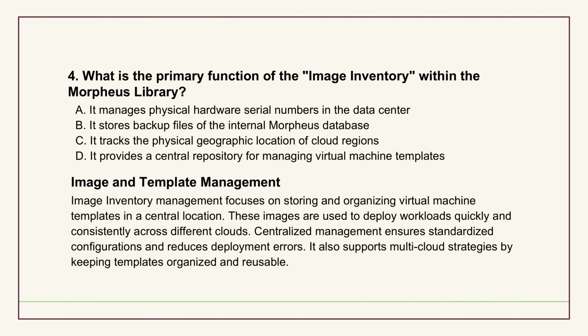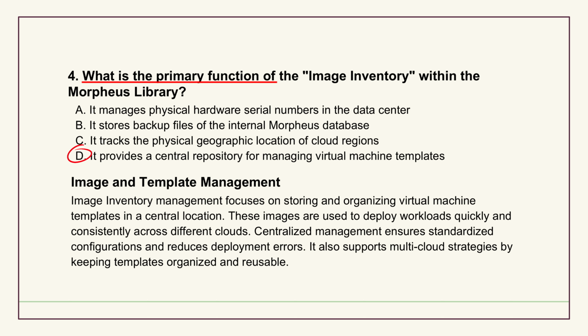Moving on to question 4, this one honestly tripped me up when I first looked at the outline. It asks about the image inventory. What is its primary function? The answer is D, a central repository for managing virtual machine templates. The confusing part for me was the word inventory. In IT, when I hear inventory, I immediately think of asset tags. I think of physical laptops and serial numbers. And that was exactly the trap in the distractors. One of the wrong answers was literally managing physical hardware serial numbers.